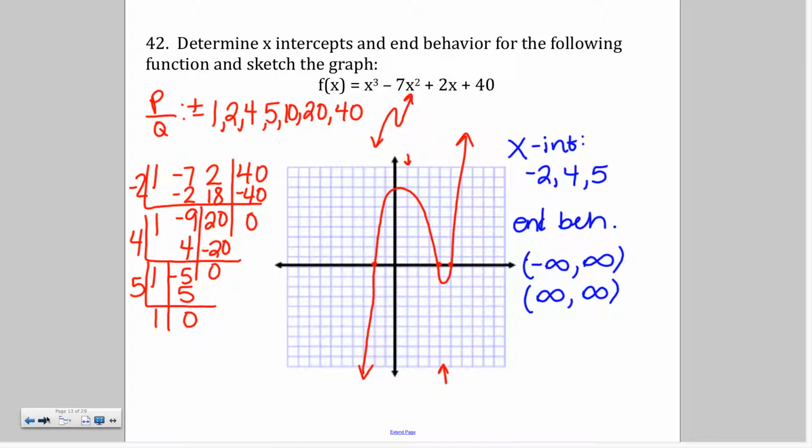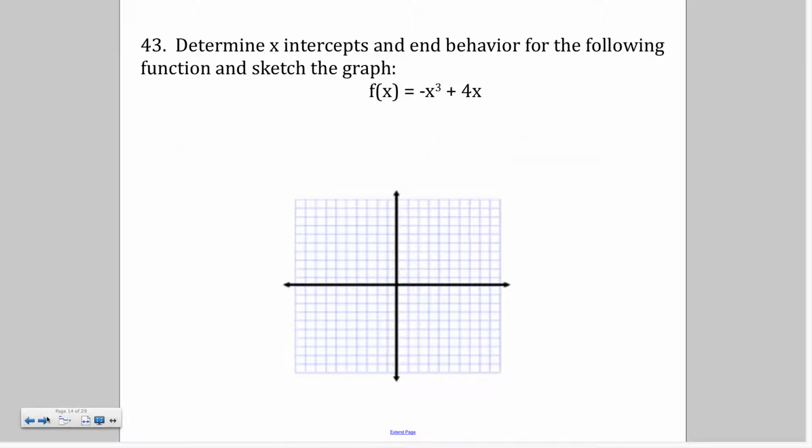All right, on number 43, I want you to try it on your own. Pause the video, try, and then I'm going to go ahead and give you your information for it, okay? So it says we need our end behavior, and we need our x-intercepts. Now, I'm going to go ahead and show you all this before I graph it. My end behavior is a cube, and it's negative, so it's going to start up and come down. So as x goes to negative infinity, y is going to infinity. And as x goes to infinity, y is going to, or sorry, negative infinity, because it's going down on the right side.